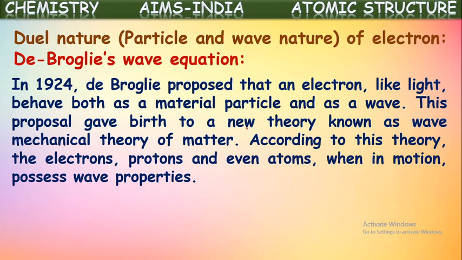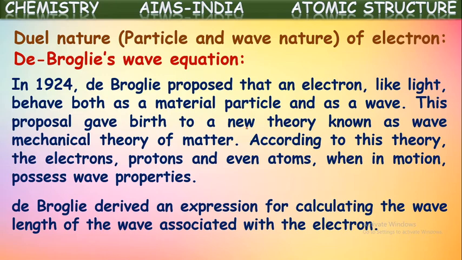According to this theory, electrons, protons, and even atoms, when in motion, possess wave properties. Yes, though actually these are particles, they behave like a particle. But when these lightweight particles or microparticles are in motion with high velocity, they show, they possess wave properties also. So they are exhibiting dual properties.